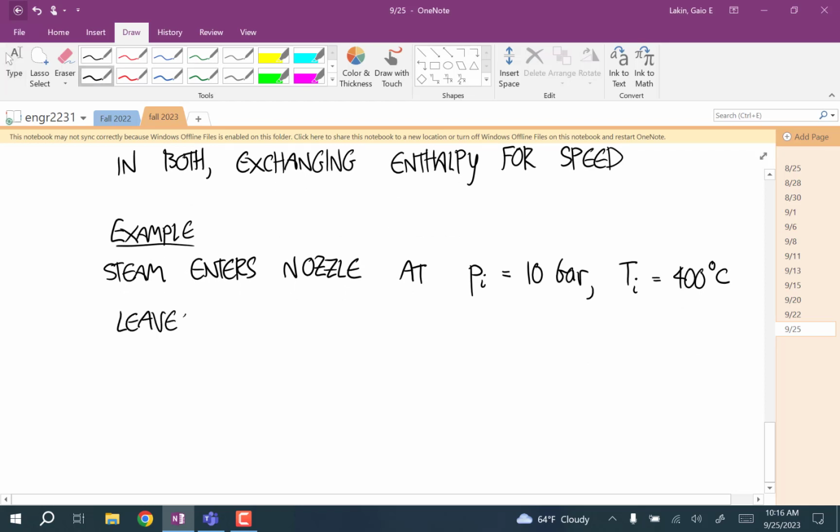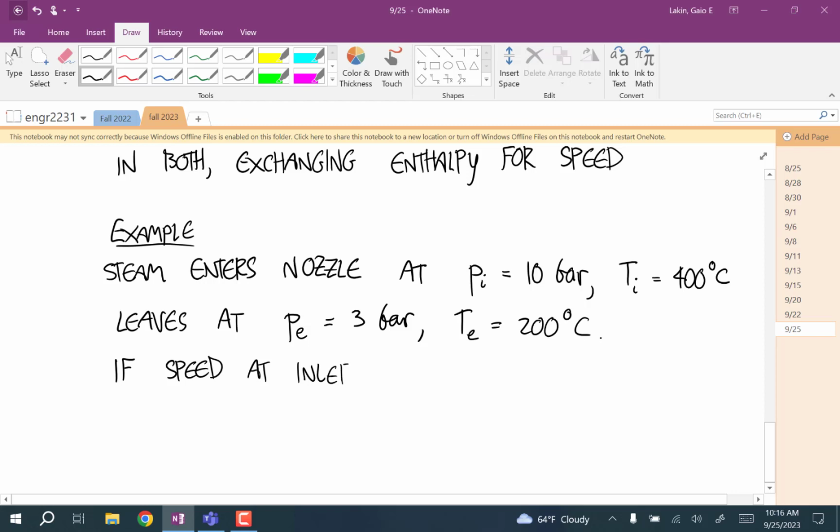And it leaves at a pressure P2 of 3 bar. Well, I'll call this P exit. And a temperature at the exit of 200 degrees Celsius. If the speed at the inlet is 20 meters per second, what's the final speed?